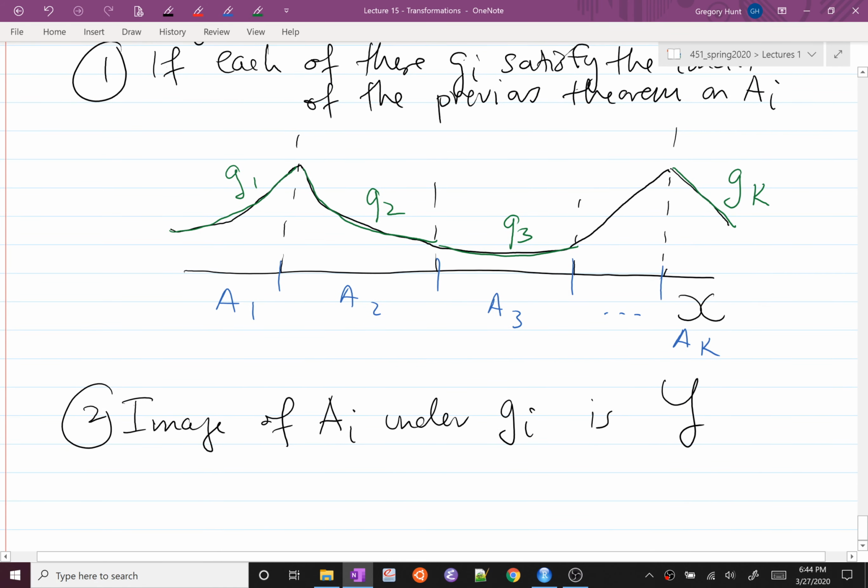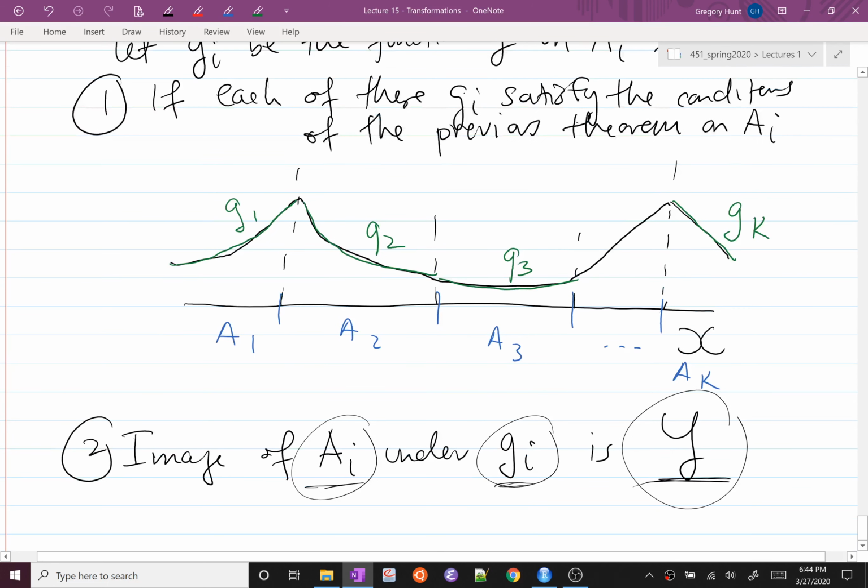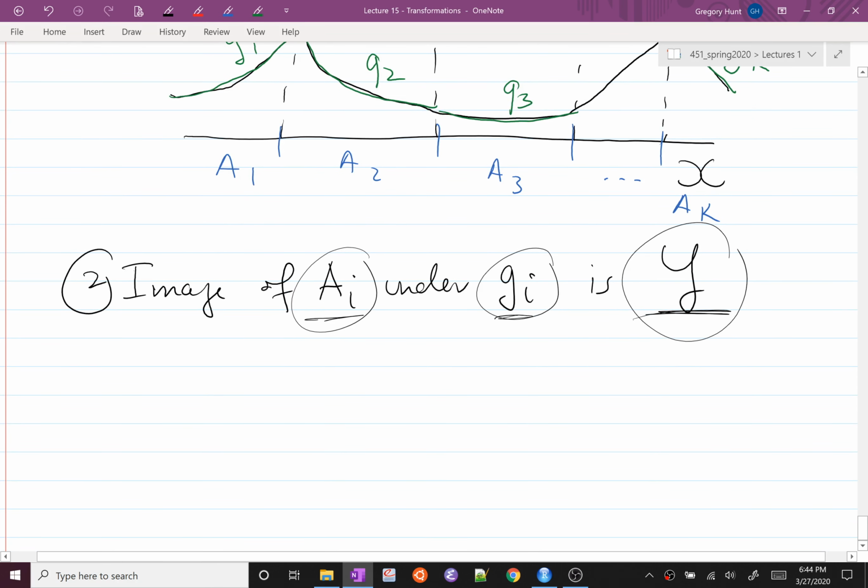This is a little bit more of a technical condition. It basically says that if I plug a sub i into g sub i, it gives me the same set Y. We'll call that set Y the support. Typically that's going to be the case, so typically that's not the one to check. Typically the one to check is this: that you can break up your function into a series of monotone functions. Okay.